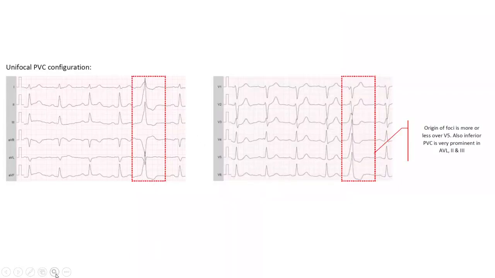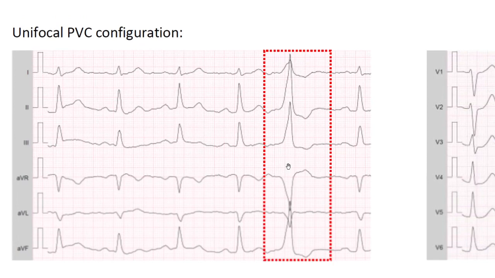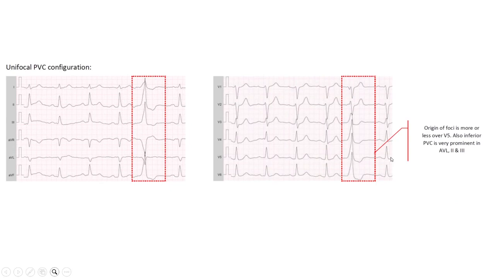Just to show you how it looks in greater detail, during the test you can mark a specific time when you see the PVC to get a better illustration of the PVC. And as you can see, here are the limb leads and the cardiac leads, and when looking at this, we can say the origin of the foci is more or less over V5, V6.